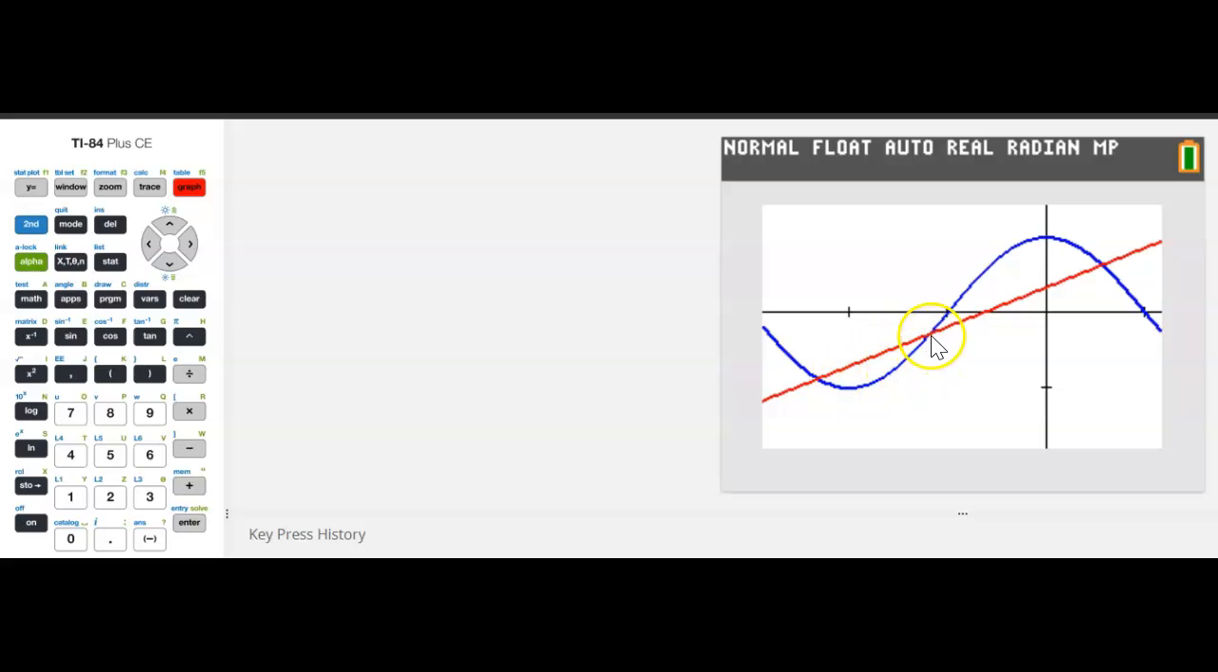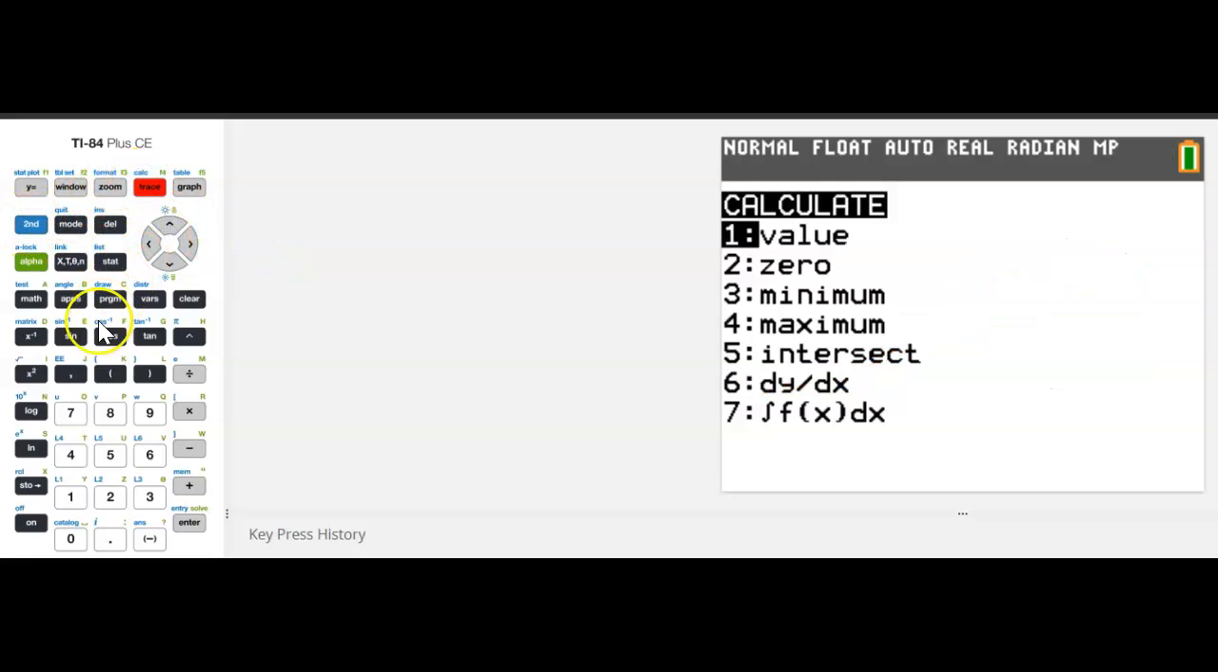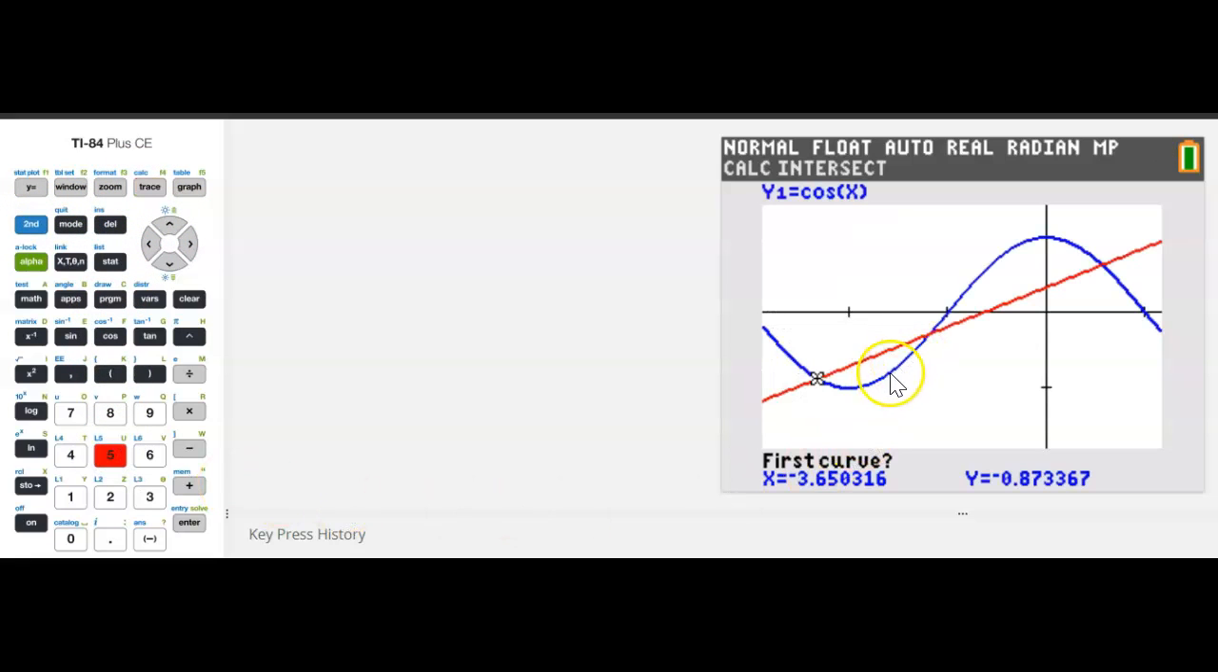Now we need the upper bound. We need this intersection point. So we'll do this again. Second, Calc, 5, and I'll arrow to the right a few steps. You can see it sitting on the cosine curve. You can see that up here because it's typed up here as well.